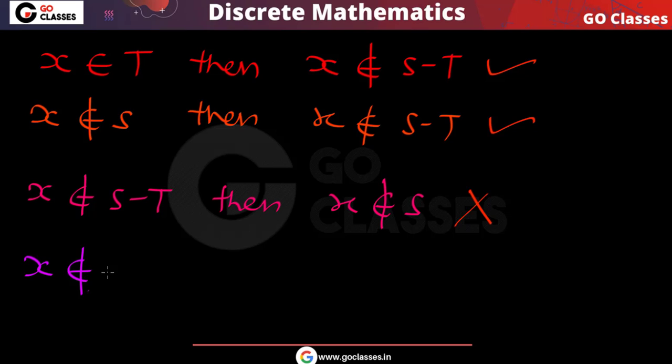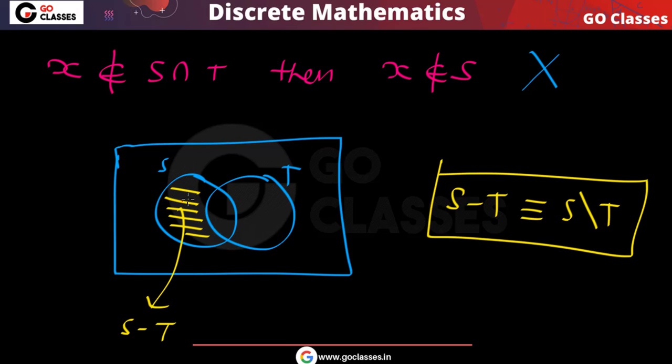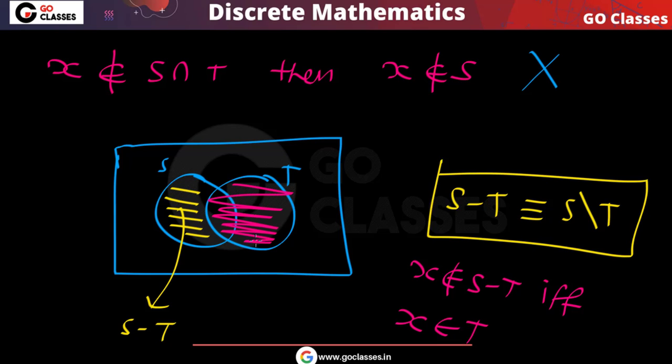So similarly, if X does not belong to S minus T, then what can I say? This is your S minus T, this area which is only in S. X does not belong to S minus T if and only if what can you say about X? Either X belongs to T, because you can notice if X belongs to T, then X is not in S minus T, or X belongs to S bar.